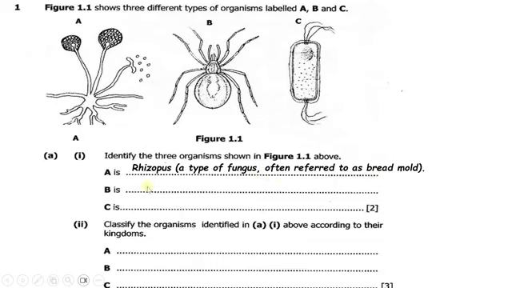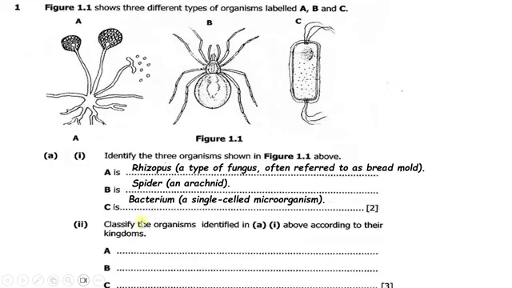Then this one B here, as you know it, is a spider. It is also called an arachnid. Then this C here is called a bacterium, also a single-celled organism or microorganism. So this one is a rhizopus, spider, then this one is a bacterium or bacteria. Then part 2 says classify the organisms identified in A part 1. So we now classify these organisms according to their kingdoms.